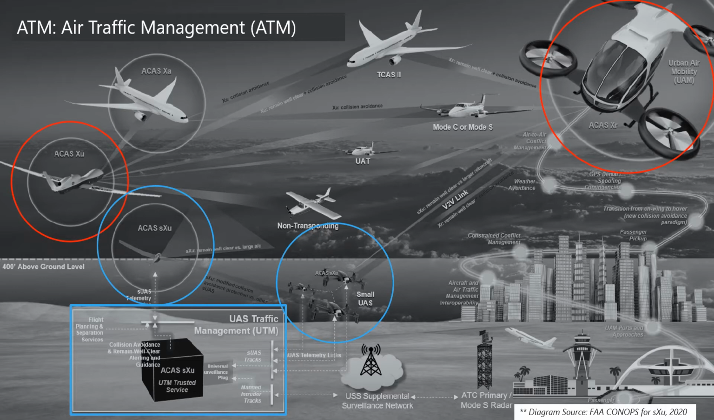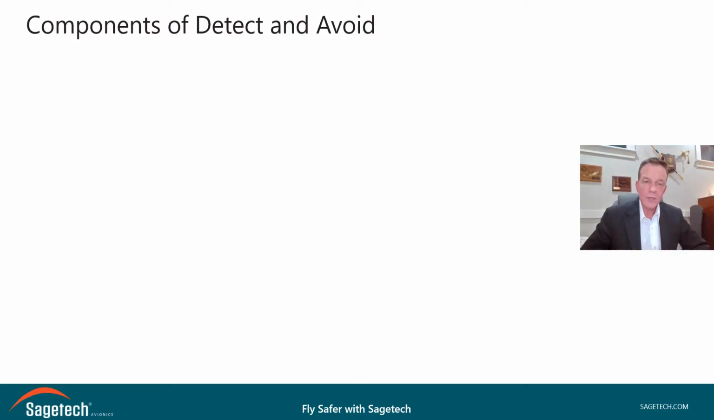Unmanned aircraft that are above 55 pounds, flying above 400 feet above ground level, will typically operate under Parts 91 or Part 135, will require similar equipment to manned aircraft, and will require either ACAS XR or ACAS XU based detect and avoid systems. So what makes up a detect and avoid system?